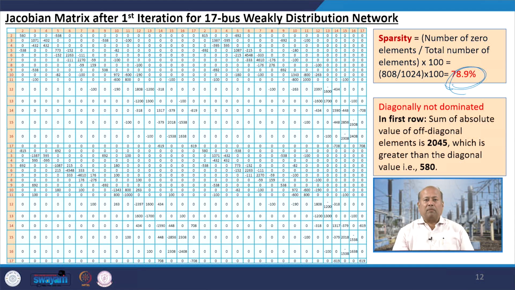That means in the first row, the sum of the absolute values of the off-diagonal elements is 2045, which is greater than the diagonal value, that is 580. So, it is very critical to invert such a matrix, and perhaps in most cases the inversion is not possible due to serious sparsity within the matrix.